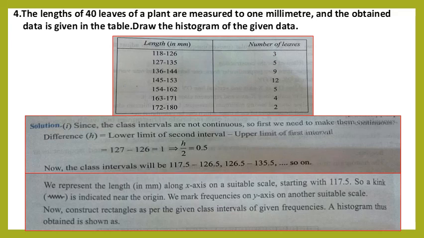We represent the length of the leaves on x-axis with a suitable scale, starting with 117.5. So a kink mark is indicated near the origin since we are starting from the middle values. Then we mark the frequencies on y-axis on another suitable scale. Now we can construct the rectangles as per the given class intervals and given frequencies. A histogram thus obtained is shown in the next slide.